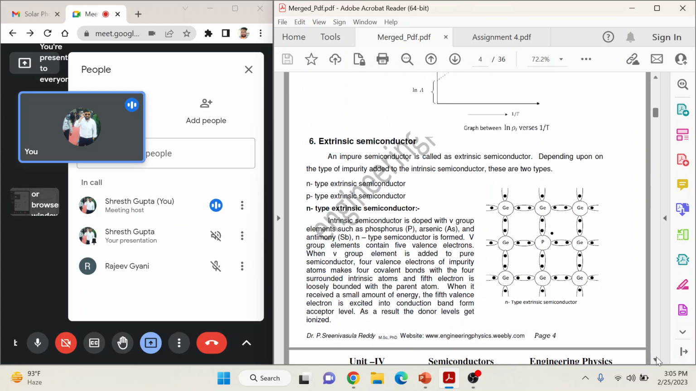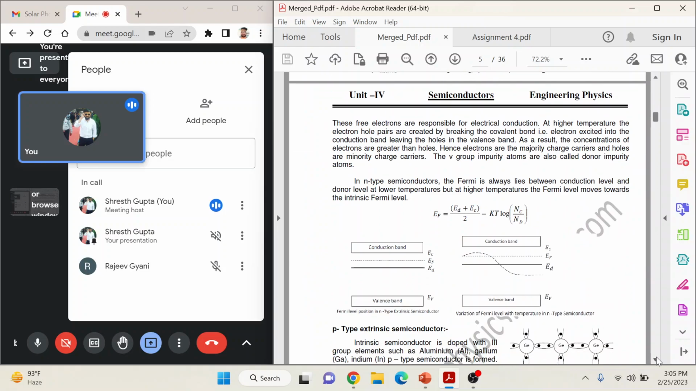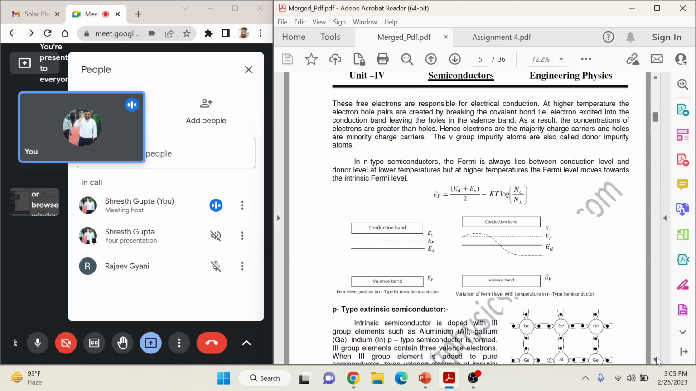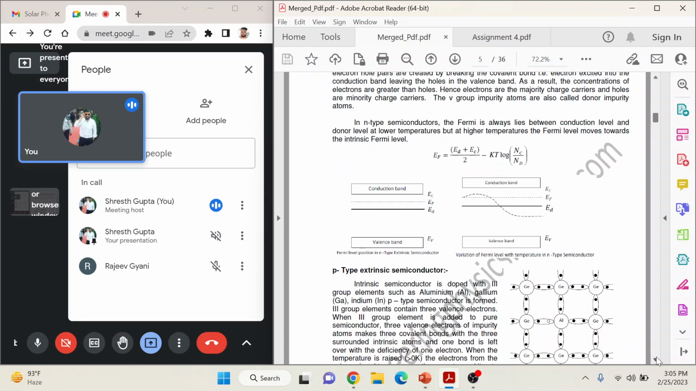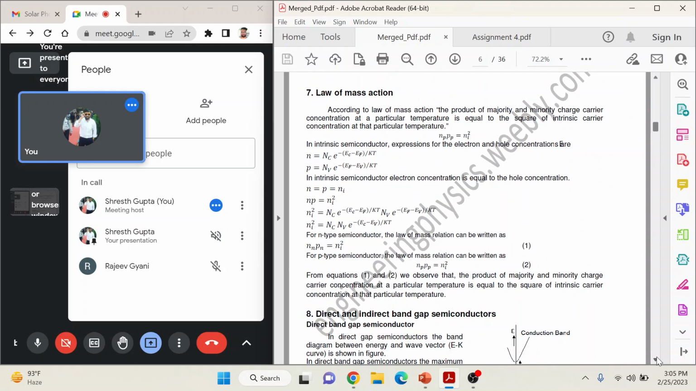Energy band gap. Then there is a concept of extrinsic semiconductor. We classify it into two types, N type and P type. What is N type, what is P type, I very well explained. And then how the Fermi level changes for the N type and P type semiconductor. Okay, and its dependence on temperature. And then there's this law of mass action, on which we have solved certain numericals in the last few classes.